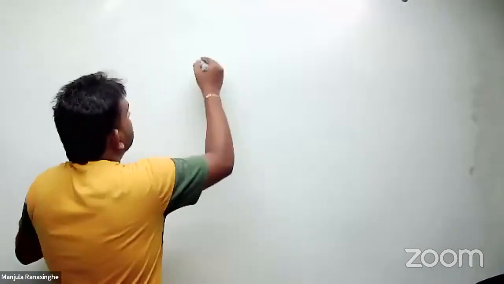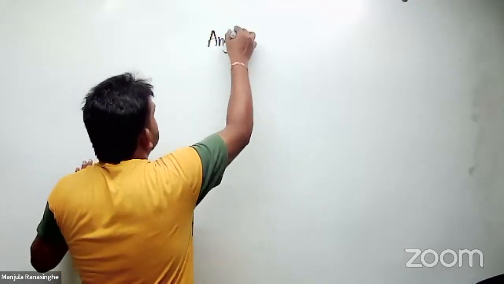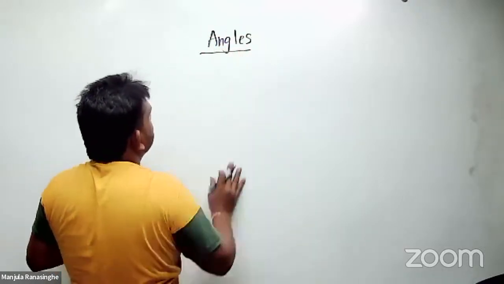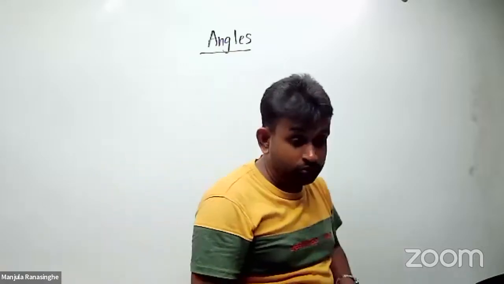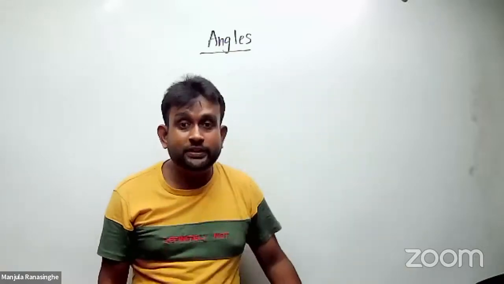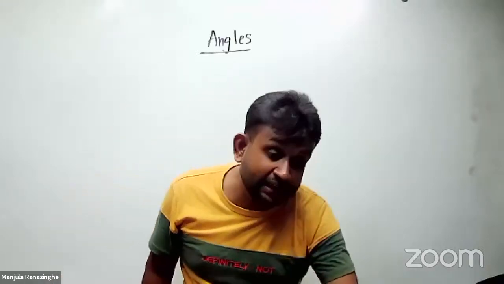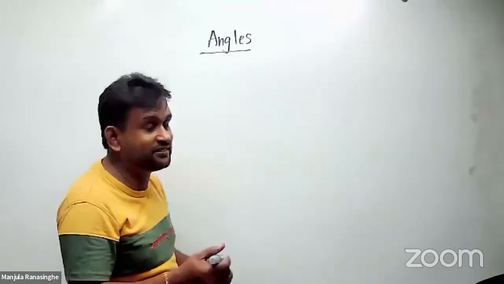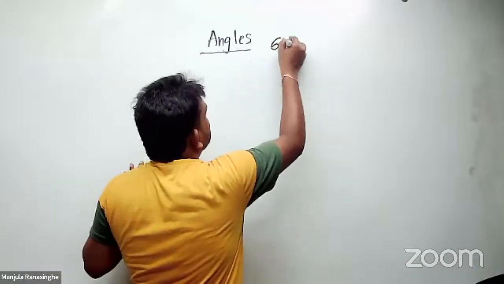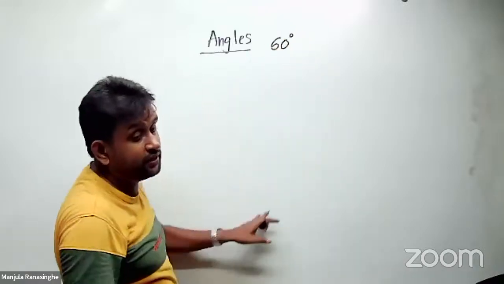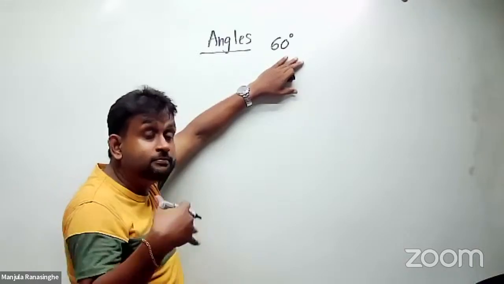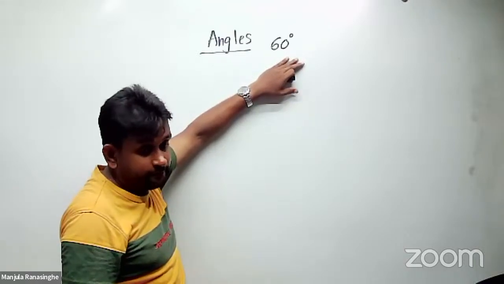Right. So now we will discuss how to create angles. Right. Creating angles. How to draw angles with the use of this compass, right? So in the compass, the main angle that we can create is 60, right? 60. Then based on 60, we are creating the other angles, right?